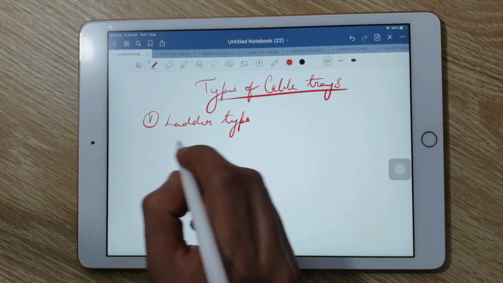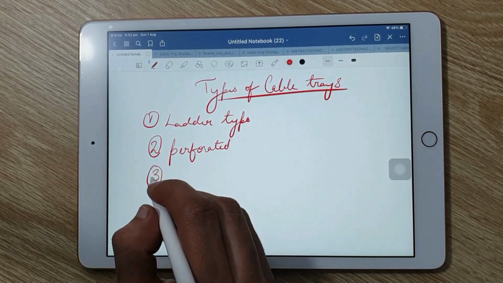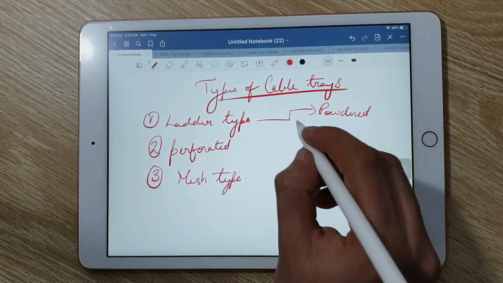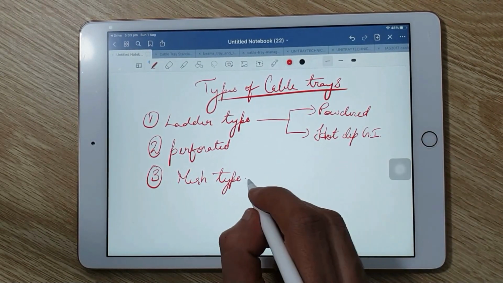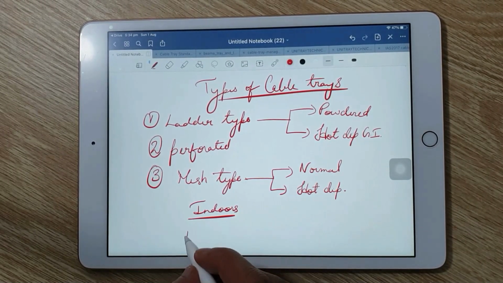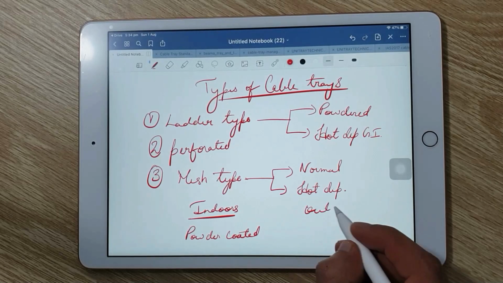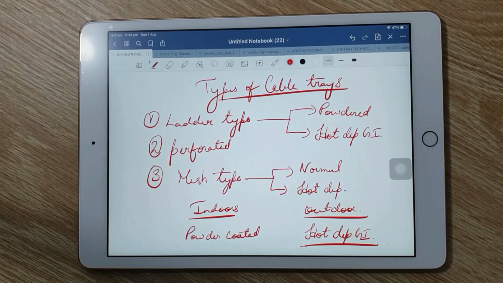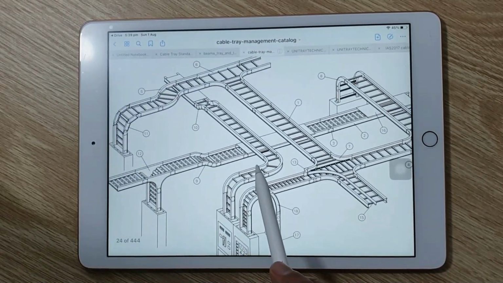So let me explain to you overall the types of cable tray. So there are three types: ladder type, perforated type, and mesh type. In ladder type we are using powder coated and hot dip galvanized iron too, whereas in mesh type we are using normal and hot dip too. So in indoors we use powder coated trays, whereas in outdoors we use hot dip galvanized iron. Each tray has different pros and cons depending on various conditions. Overall, this is how we calculate cable tray size.